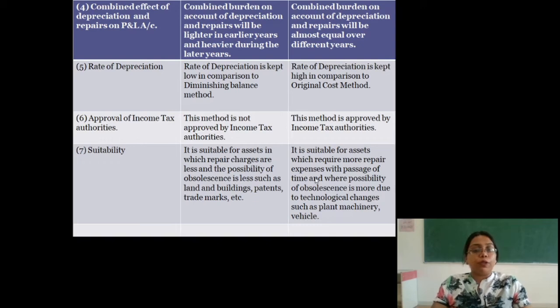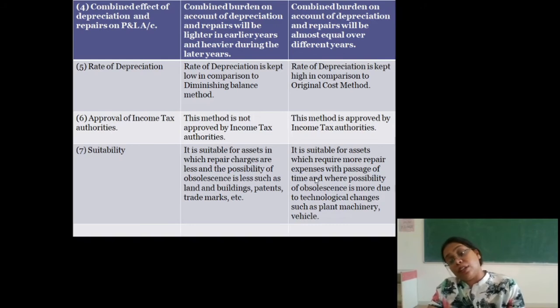This method is not approved by income tax authorities. Which method is SLM, and this method is approved by income tax authorities. That is written down value method. Suitability: it is suitable for assets in which repair charges are less and possibility of obsolescence is less, such as land, building, patents, and trademarks, etc.